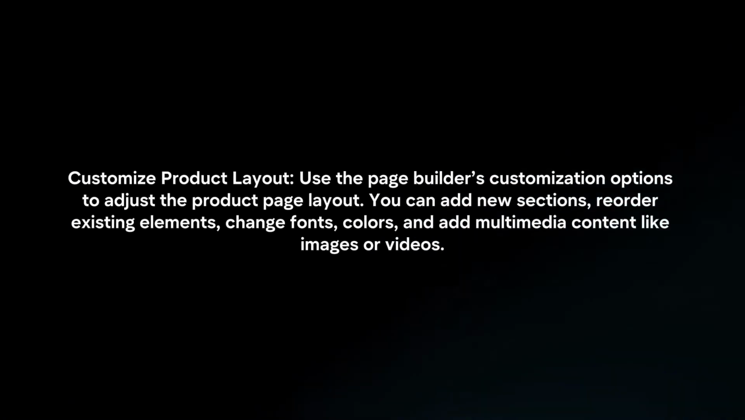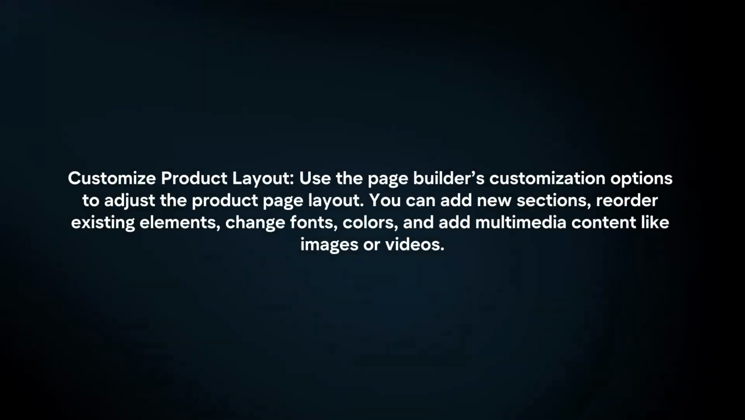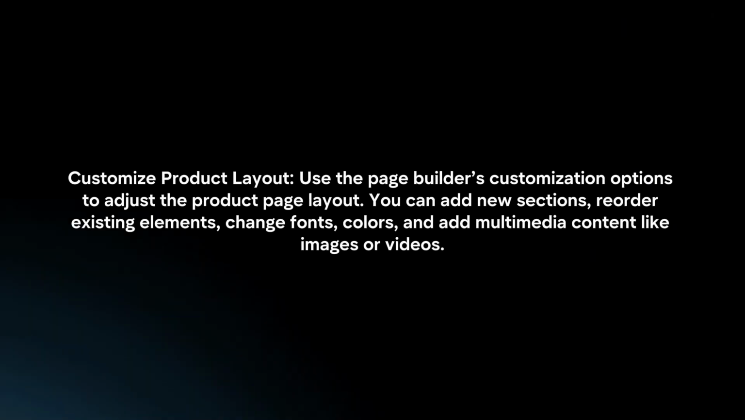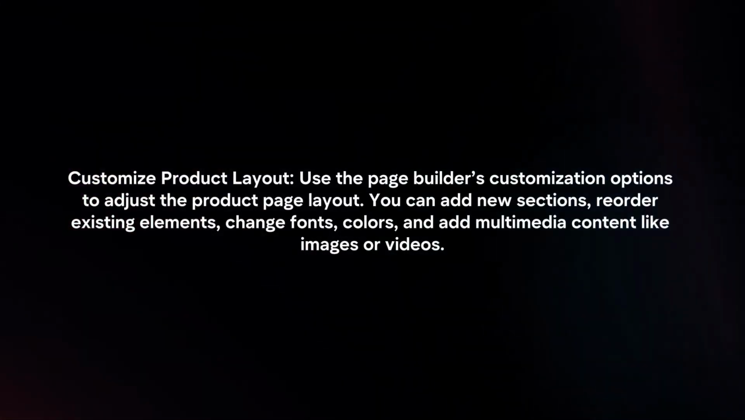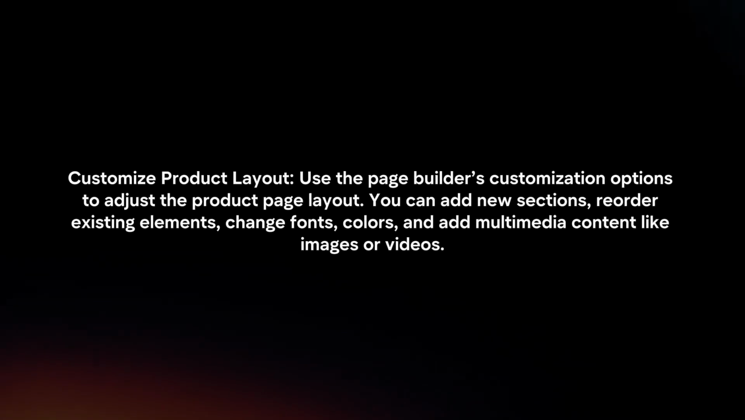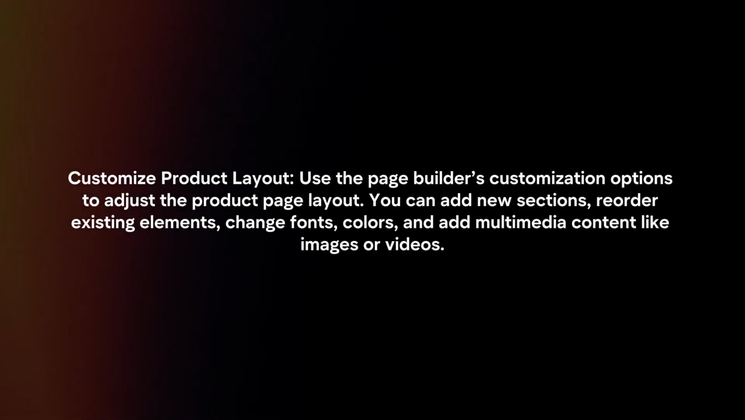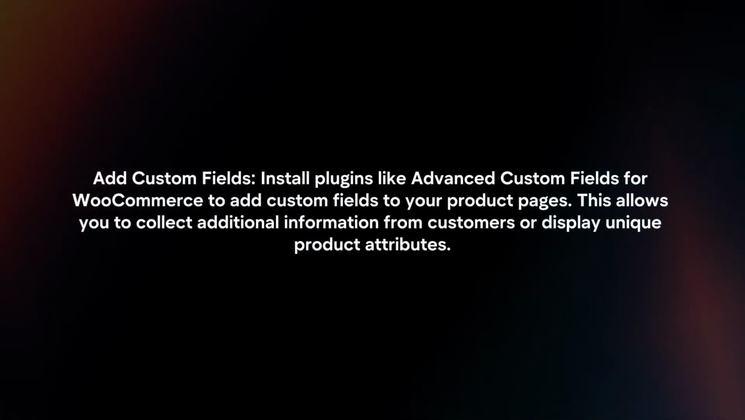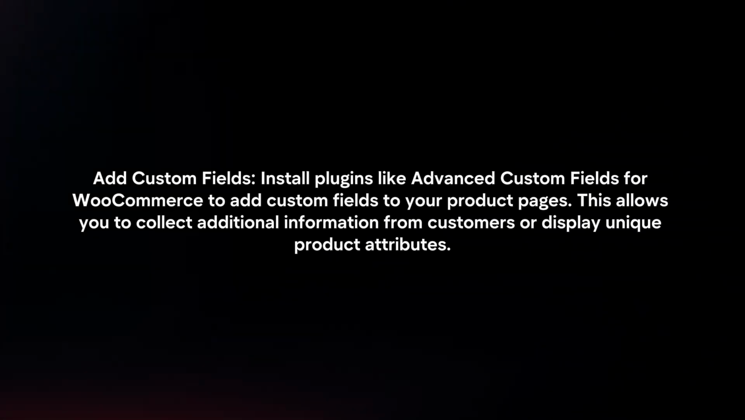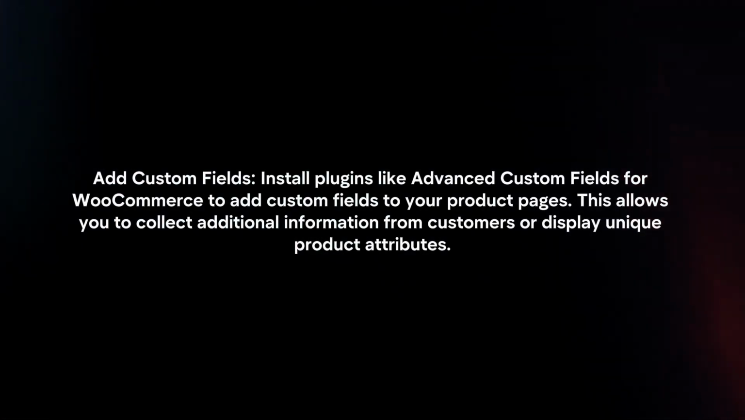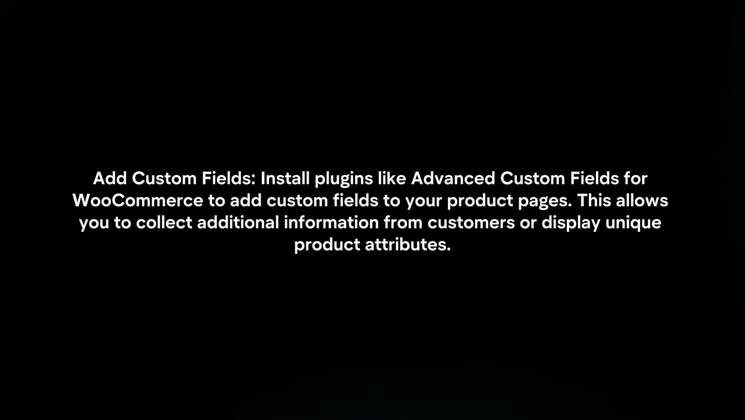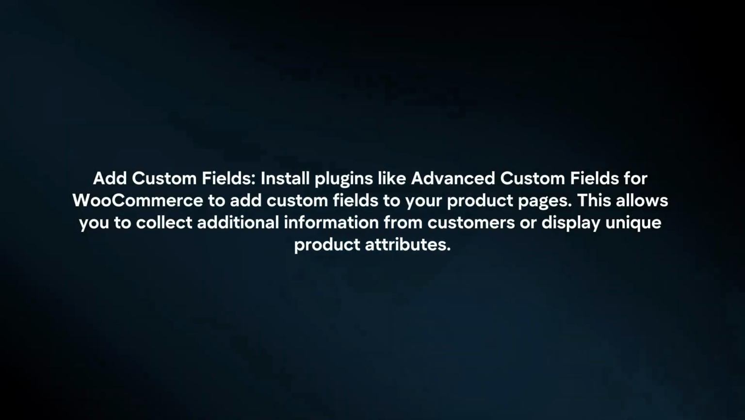Customize product layout. Use the page builder's customization options to adjust the product page layout. You can add new sections, reorder existing elements, change fonts, colors, and add multimedia content like images or videos. Add custom fields. Install plugins like Advanced Custom Fields for WooCommerce to add custom fields to your product pages. This allows you to collect additional information from customers or display unique product attributes.